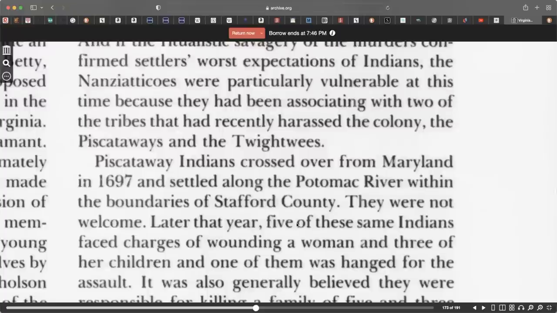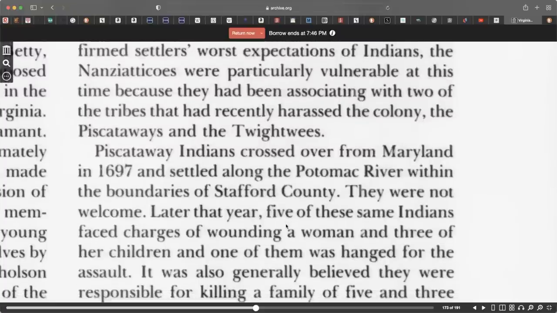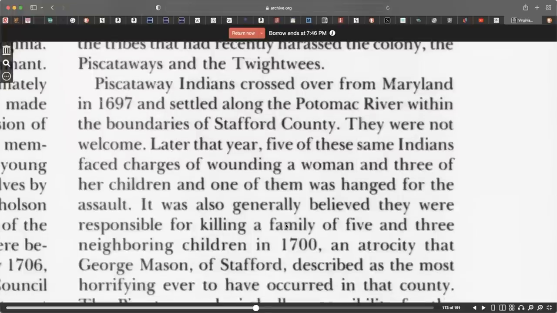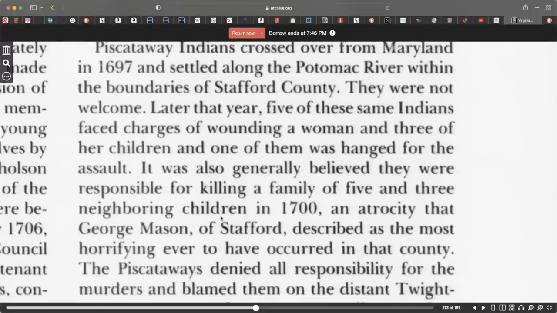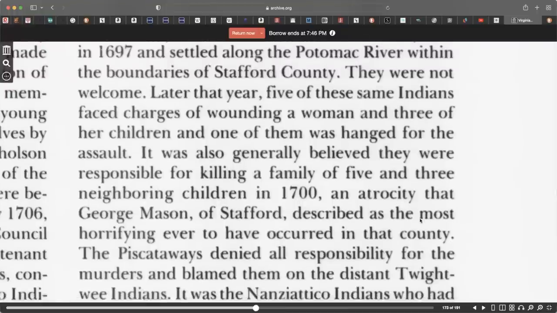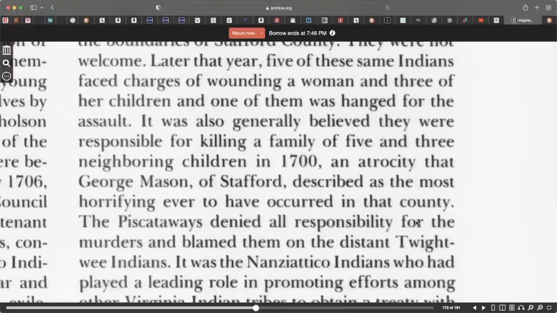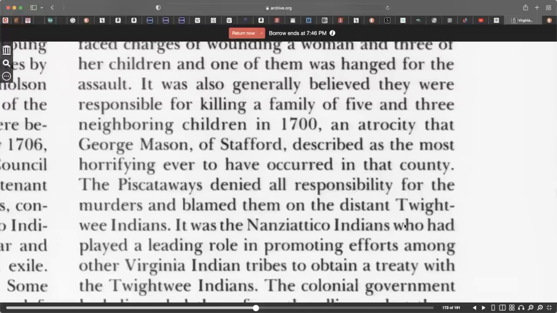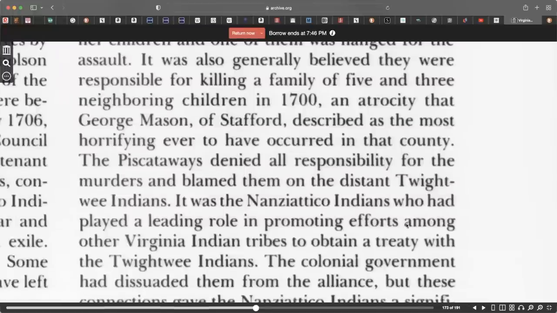Piscataway Indians crossed over from Maryland in 1697 and settled along the Potomac River within the boundaries of Stafford County. They were not welcome. Later that year, five of these same Indians faced charges of wounding a woman and three of her children, and one of them was hanged for the assault. It was also generally believed they were responsible for killing a family of five and three neighboring children in 1700, an atrocity that George Mason of Stafford described as the most horrifying ever to have occurred in that county. The Piscataways denied all responsibility for the murders and blamed them on the distant Tuite Indians.